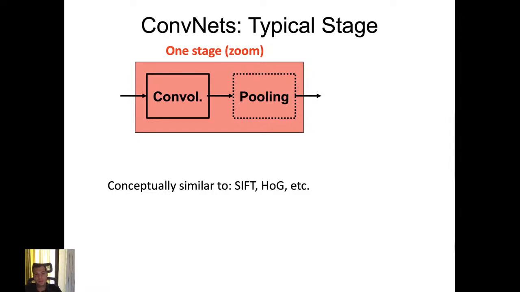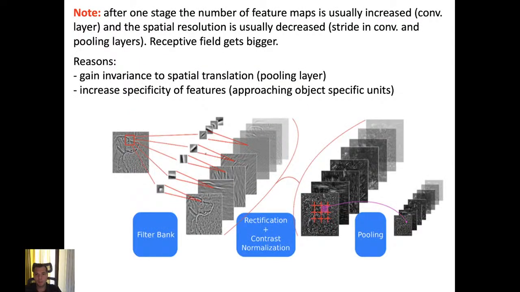At a high level of interpretation, we can think that this convolutional block is somewhat similar to SIFT or HOG. The main difference is that the convolutional filters are learned in an end-to-end fashion, so they are not designed or engineered by people, and they can adapt to whatever data you have at the input.